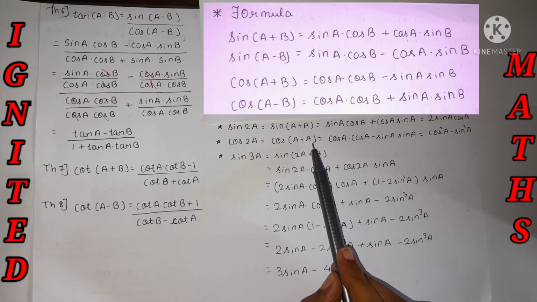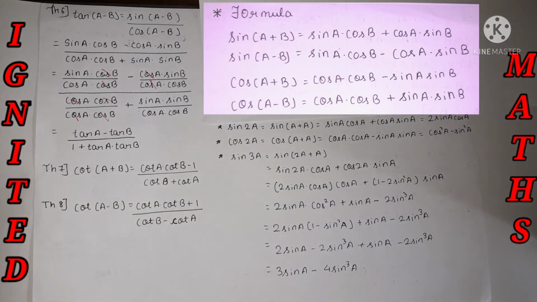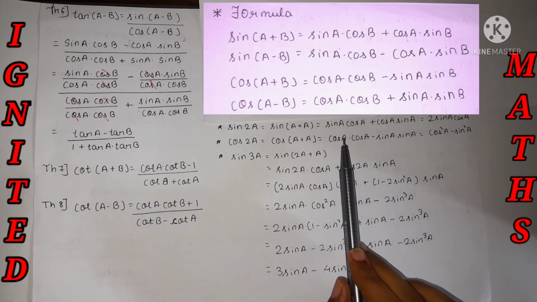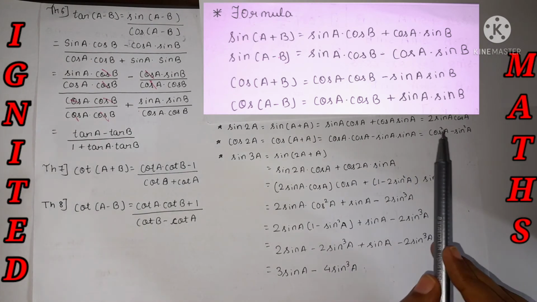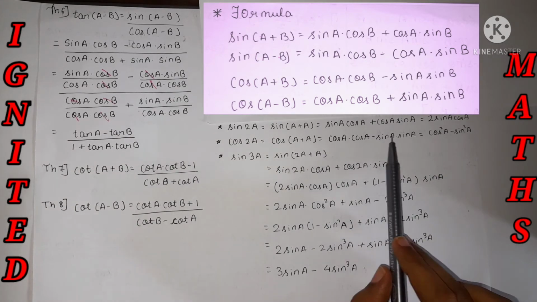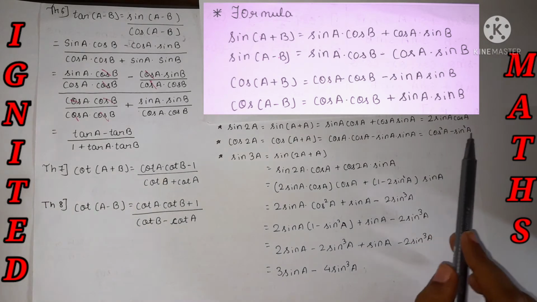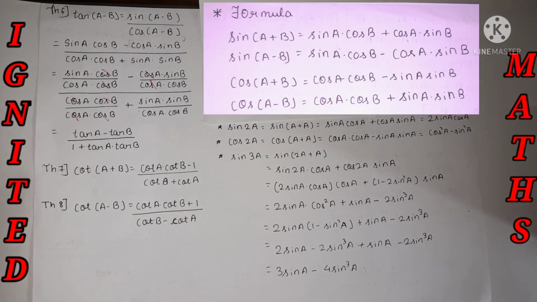It's nothing but cos of a plus a, where a plus a is 2a. Yes, it's cos of a plus b, so we can apply the formula over here: cos a into cos b minus sin a into sin b. So cos a into cos a is cos square a, minus sin a into sin a, which is sin square a. So cos square a minus sin square a. Yes, we have derived it.